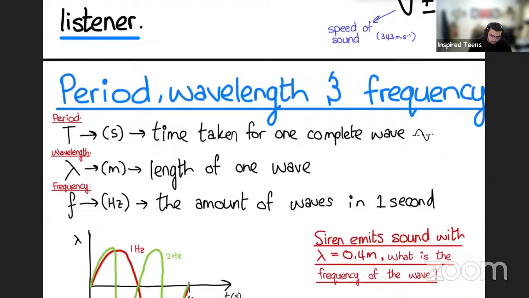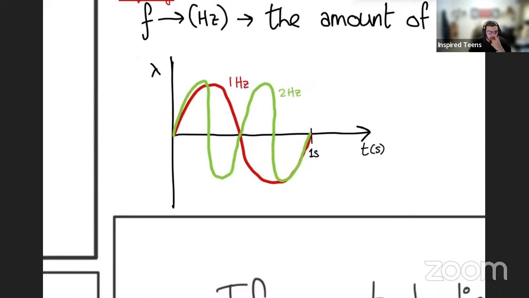Then let's talk about period: the time taken for one complete wave. For the red wave, the time it takes for one wave to complete is 1 second. So period is 1 and frequency is 1, in the red case.